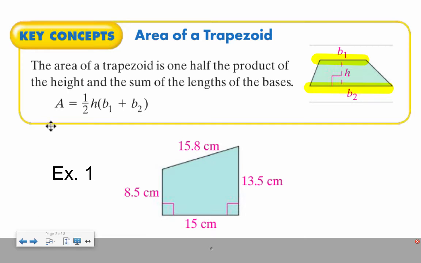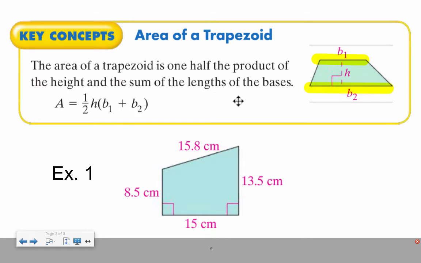So your formula for the area of a trapezoid is right here. This is really important to write down. So the capital A stands for area equals 1/2. You're multiplying it by the height, and then you're multiplying by the sum of the bases.